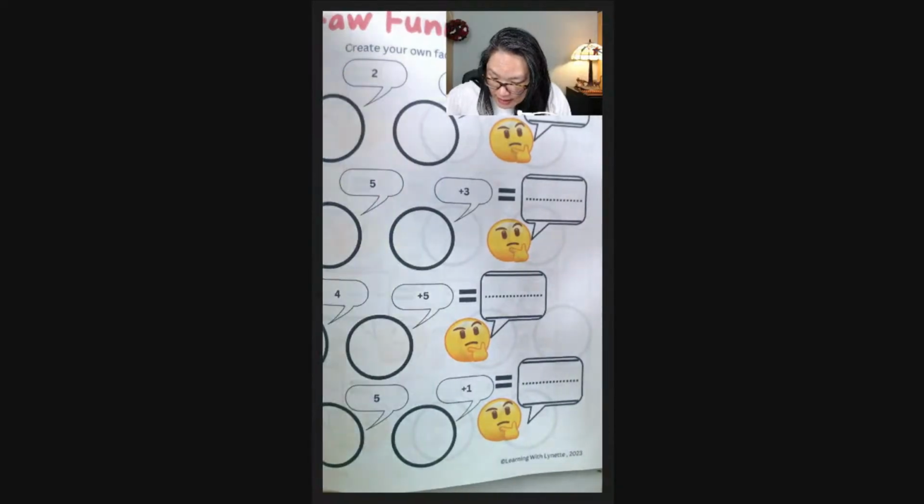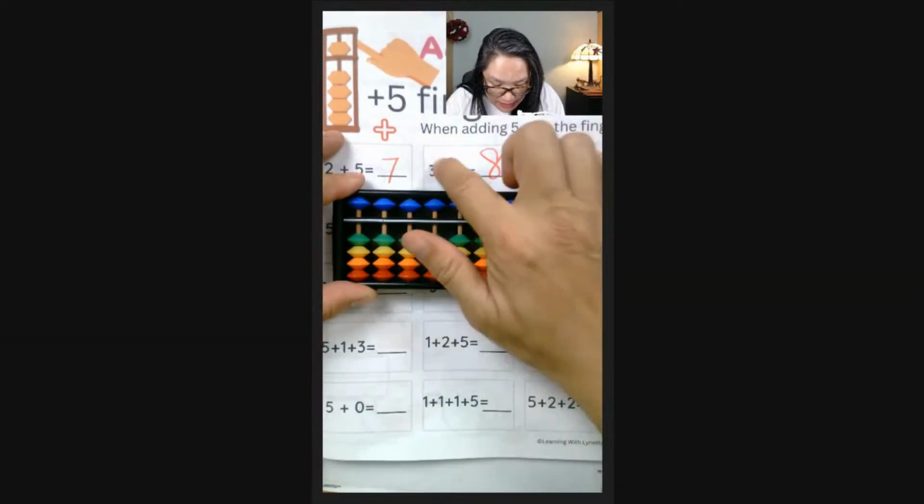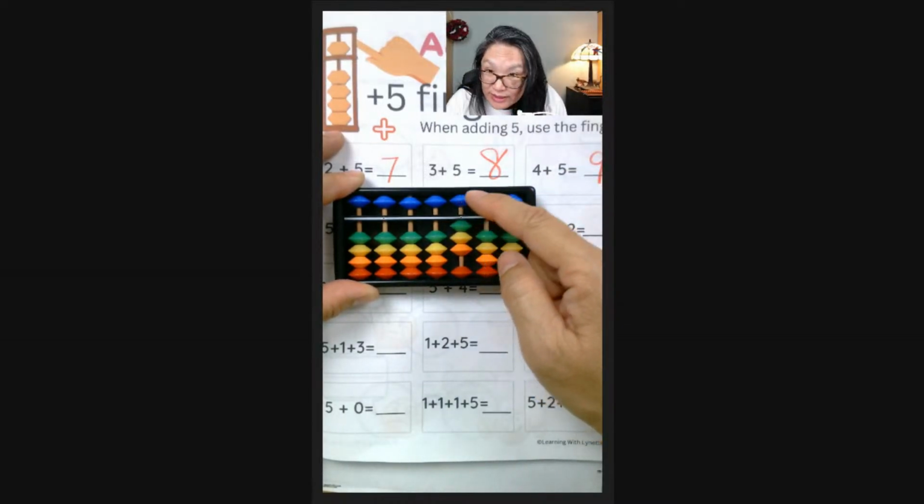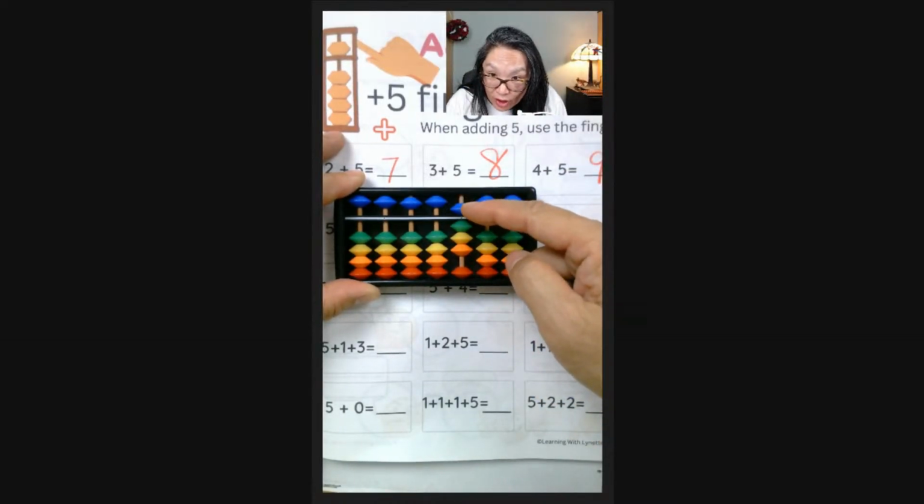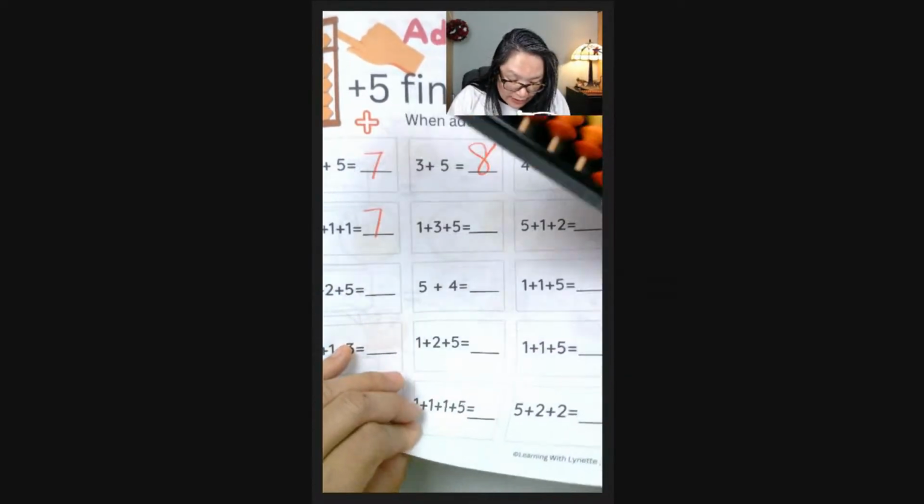You just have to understand how to read the abacus, and that's why I spent a little time on how to read it. If I have 3, I'm going to add the 5. Can I do it? Yes, I can. All I have to do is add it to my horizontal bar. So my final answer is 8.